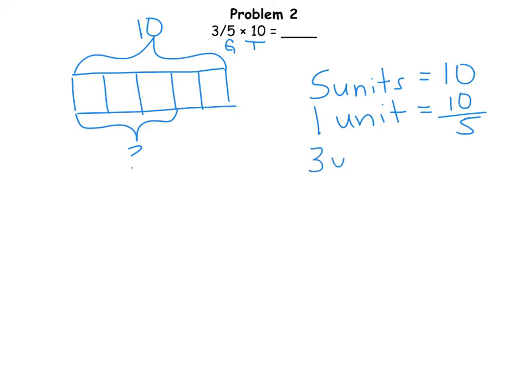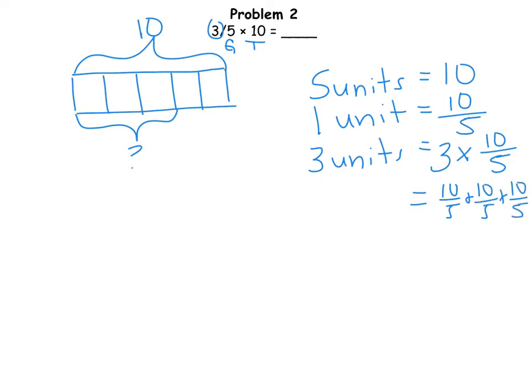I know 3 units, because that's what I'm dealing with based on that numerator 3, is equal to 3 times my 1 unit, which would be 10/5. So let's do repeated addition. I know I'm going to do 10/5 plus 10/5 plus 10/5 3 times. Well, I just happen to know my denominator is going to stay the same, so 10 plus 10 plus 10 is 30. Well, what's 30 divided by 5? It's 6. Let's solve this another way.